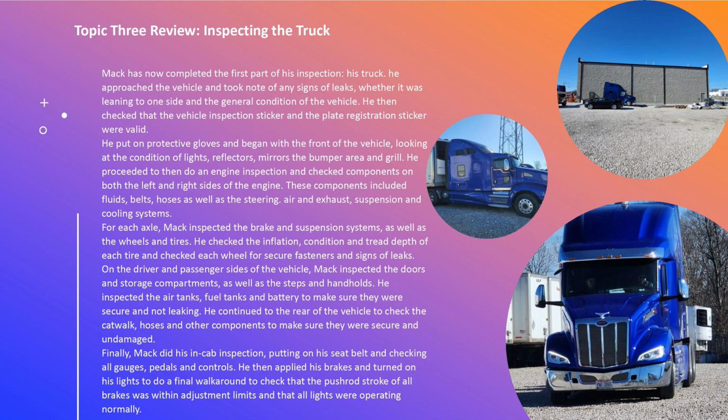He inspected the air tanks, fuel tanks, and battery to make sure they were secure and not leaking. He continued to the rear of the vehicle to check the catwalk, hoses, and other components to make sure they were secure and undamaged. Finally, Mac did his in-cab inspection, putting on his seatbelt and checking all gauges, pedals, and controls. He then applied his brakes and turned on his lights to do a final walk-around to check that the pushrod stroke of all brakes was within adjustment limits and that all lights were operating normally.